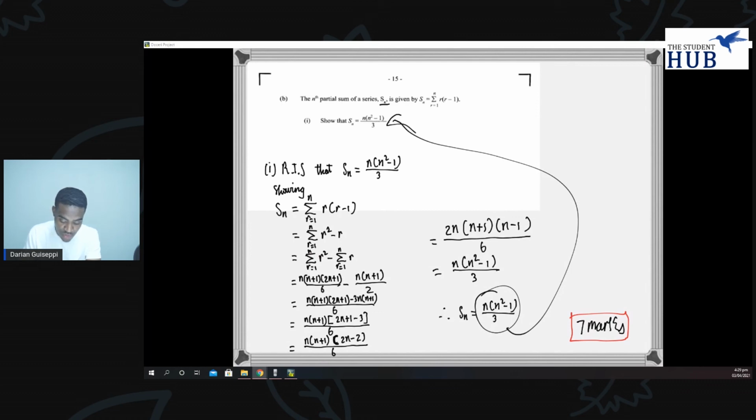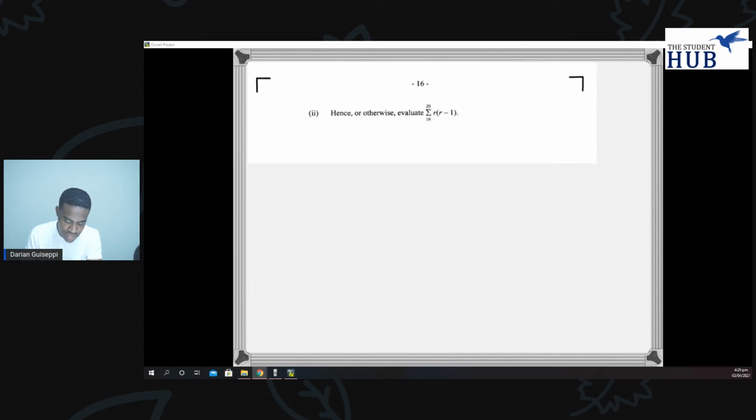And we almost finished here, guys. We just have to look at the next part here. So let's look at this. They're saying hence or otherwise evaluate the sum from 10 to 20 of r by r minus 1. So that's what they want us to do next. But remember, we looked at r by r minus 1, the sum from r equals 1 to n, already. So we have the formula for the sum of the n terms from the last question.